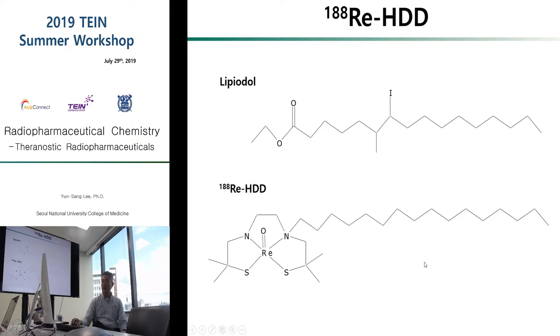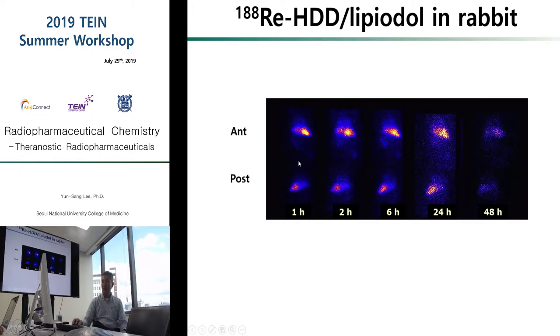And the next one is rhenium-HDD, because Lipiodol is a CT or X-ray contrast agent. It can be mixed with a long alkyl chain tagged with rhenium, and then we inject it into the liver artery. Then it reaches the tumor, especially for hepatocellular carcinoma, so we can treat HCC patients. We did an animal experiment injecting into the liver artery.